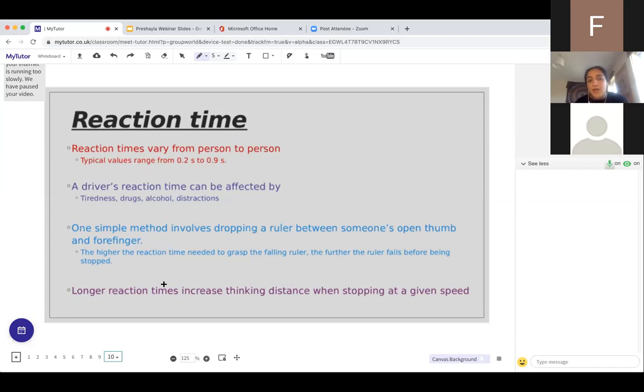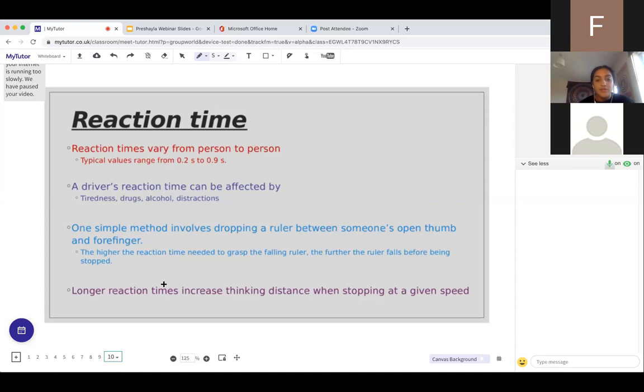Now, how do we measure reaction time? We need to know how to measure reaction time so that we can account for it in experiments. The simple method that we teach and that we use is dropping a ruler between someone's open thumb and forefinger. So you've got person A and person B with a ruler. You're simply going to let person B drop the ruler, and then wherever you catch it, that's your reaction time. Okay, so you catch it at a certain distance, which you can then convert into a time.